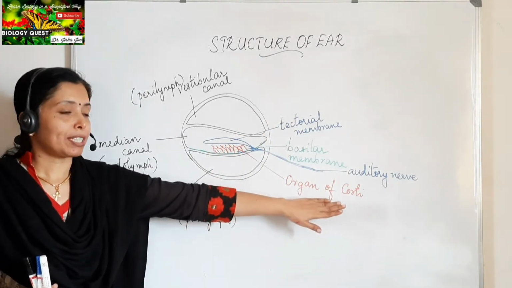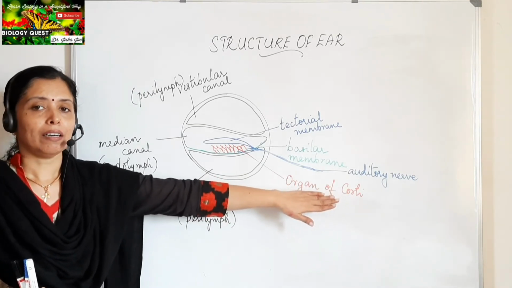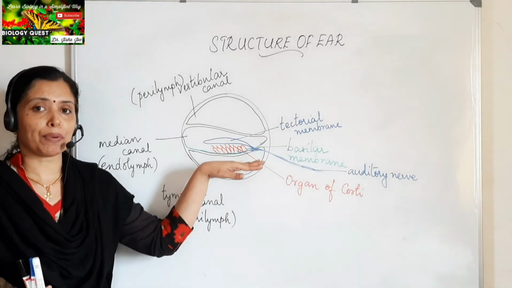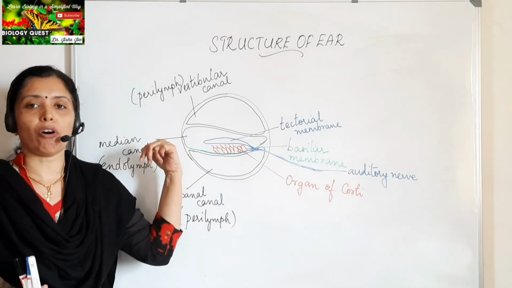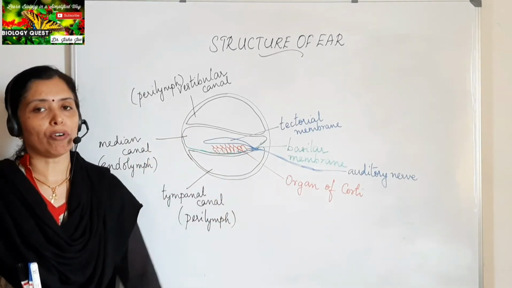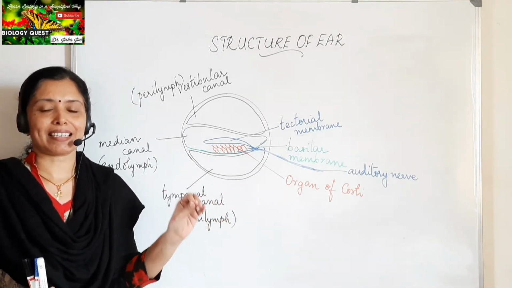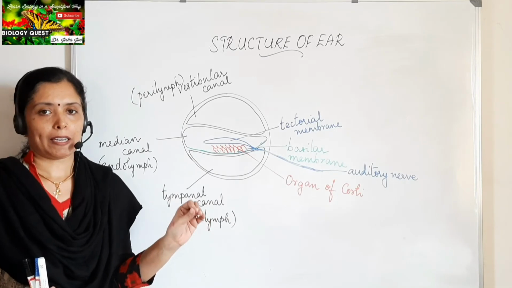So the organ of Corti, where is it located? It is located on the basilar membrane of the median canal of the cochlea of the inner ear. That is the location of the organ of Corti. What does it contain? It contains the sensory cells for hearing.